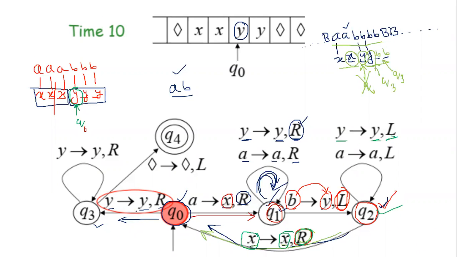And now it depends. I don't know how many B's are there. That's why I have a self loop, because now it is verifying whether all the other part is converted to Y or not. For example, over here, you are in Q0. What will happen? You will see this Y. What will happen?